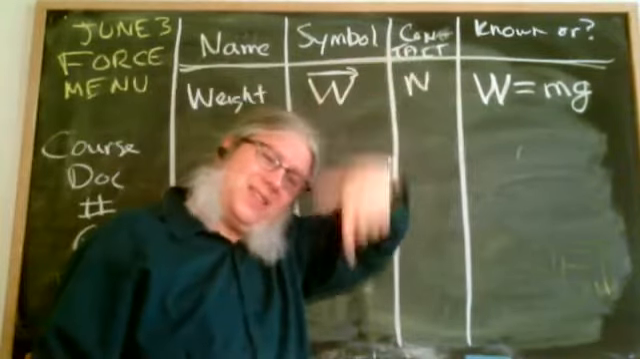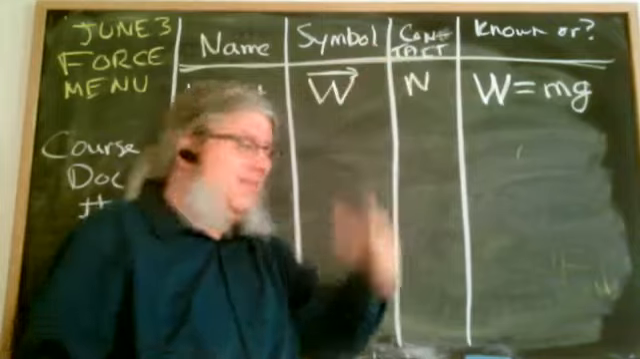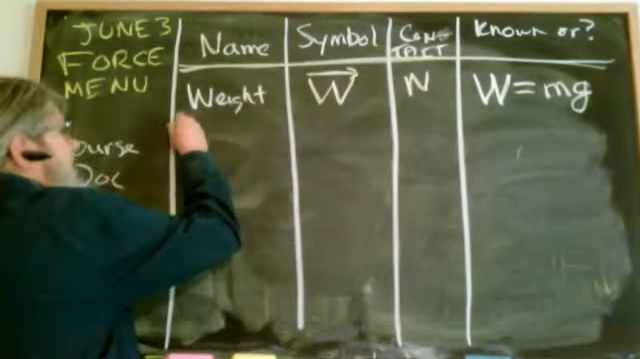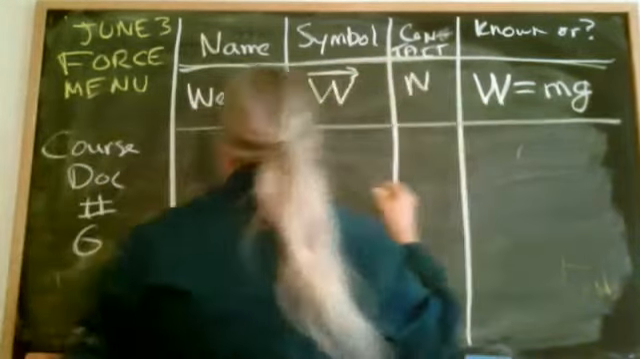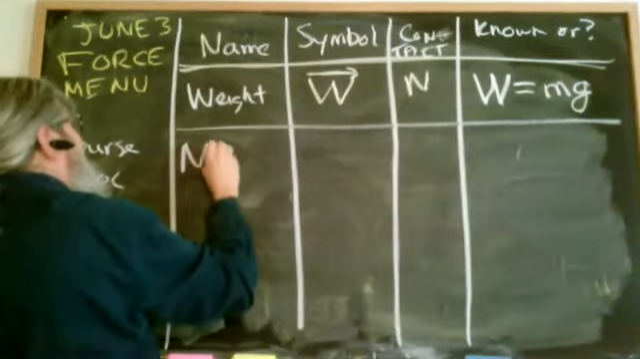By the way, it has a direction too. The weight always points down, right? Just like the acceleration. So that's weight. I'm not explaining it, I'm just giving it to you. The next one is called the normal force.